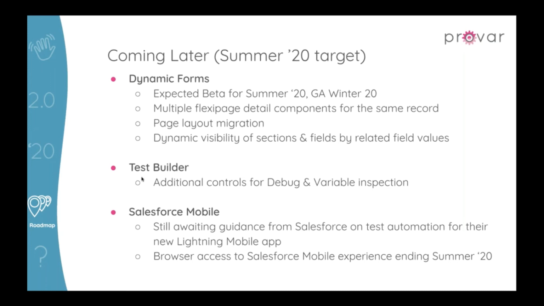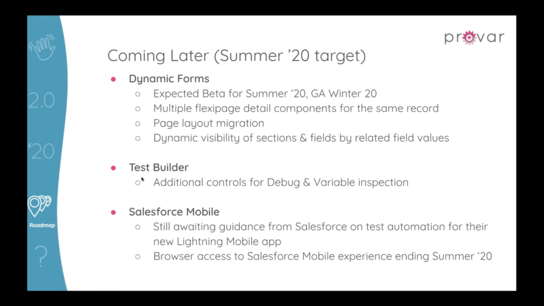Within Test Builder, I've already talked about adding additional controls, but I also want to expand that out so the same debugging and variable inspection you get in Provar Desktop is available to our Test Builder users as well. So after we complete the login changes, hopefully we can release to you some changes around the variable inspection so you can walk through as you walk forwards and backwards in Test Builder, just like you can on Provar Desktop.